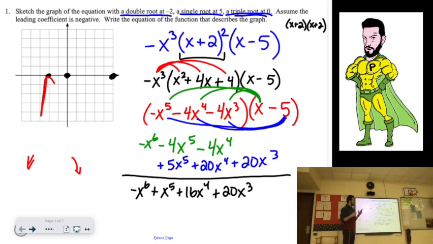The odd multiplicity, like this x to the third at 0, there's going to be a little bend in the graph at that intersection. So when we hit 0, there's going to be like, ugh.